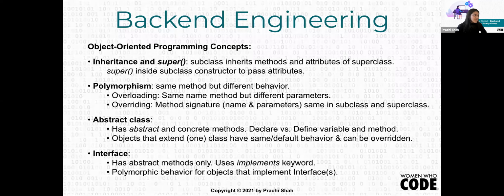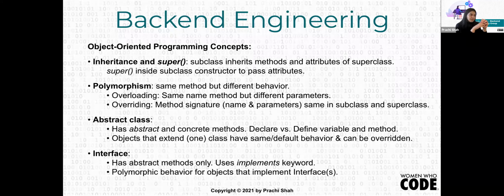Polymorphism is same method name but different behavior. There are two ways we implement polymorphism. One is overloading, where it's the same method name but different parameters. This can be in the same class, where, let's say, you have a class with the same method names, but the parameters would be different. If you call a certain method, depending on what the parameters are, the count and the type, one of these methods will be called.